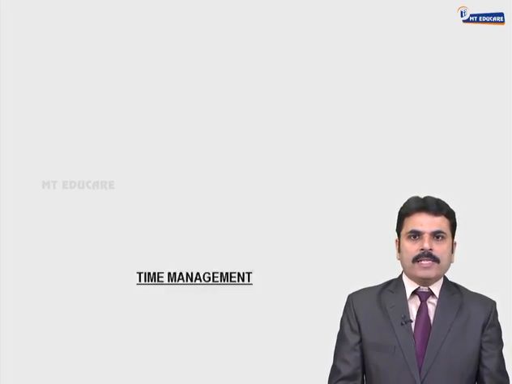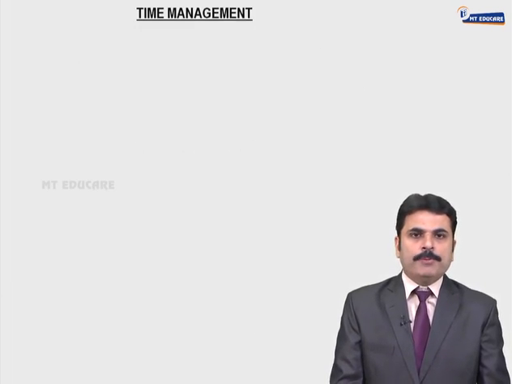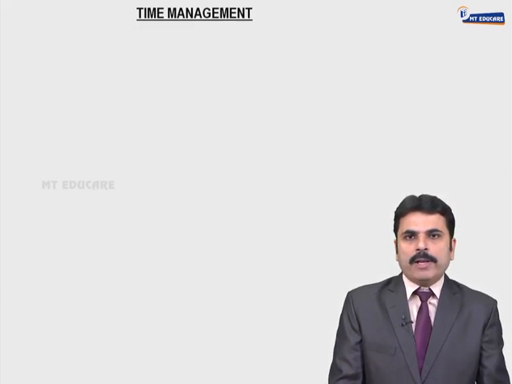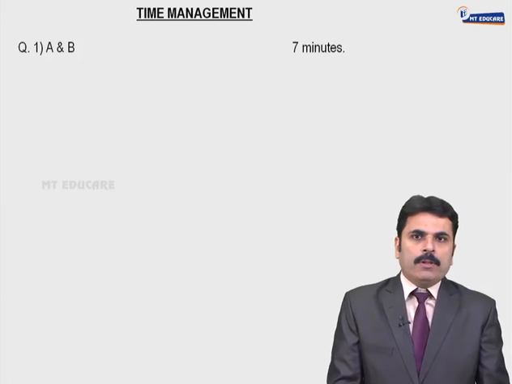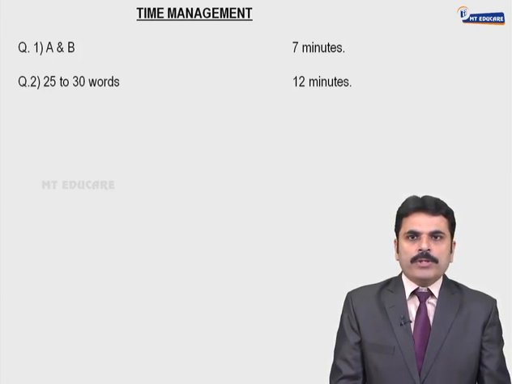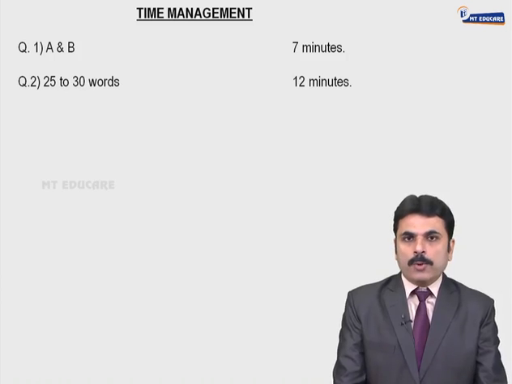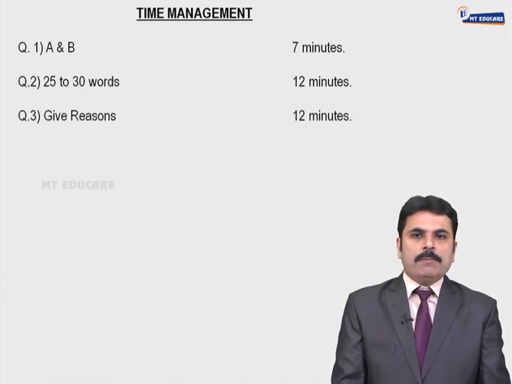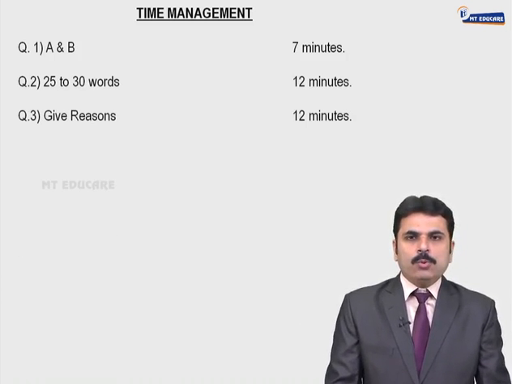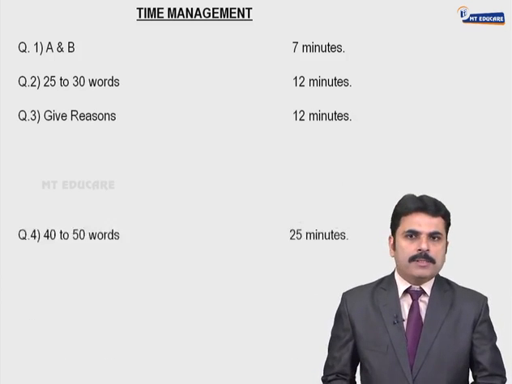Let's move on to the next part, that is time management. That's a very crucial factor while writing the board paper. Question number 1 and B, 7 minutes. Question number 2, 25 to 30 words, any 2 out of 3. Try to complete this in 12 minutes. Question number 3, give reasons, any 2 out of 3, 12 minutes.